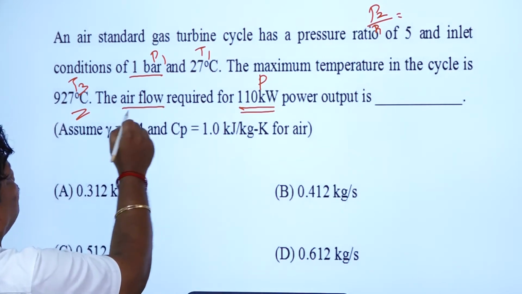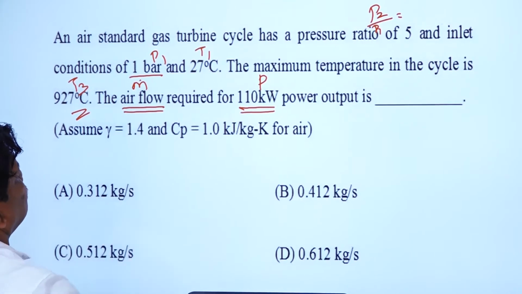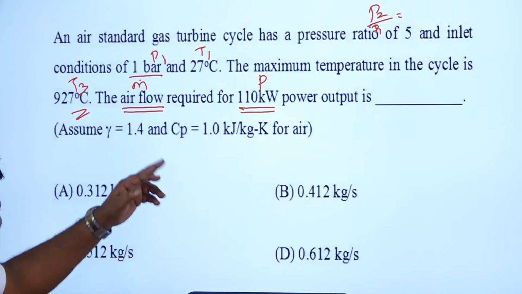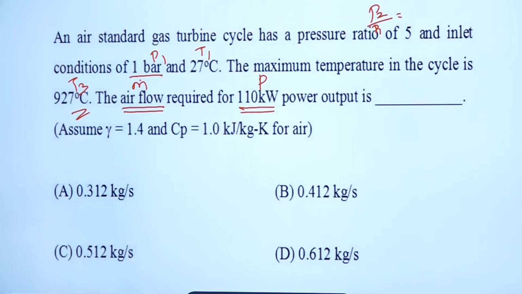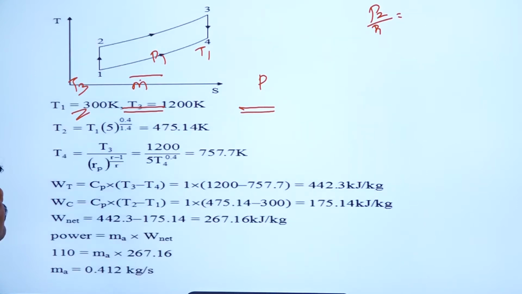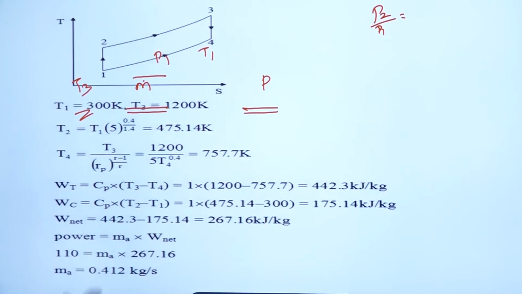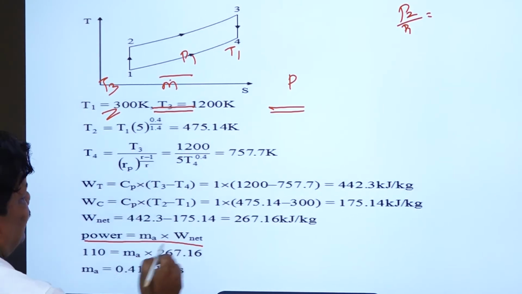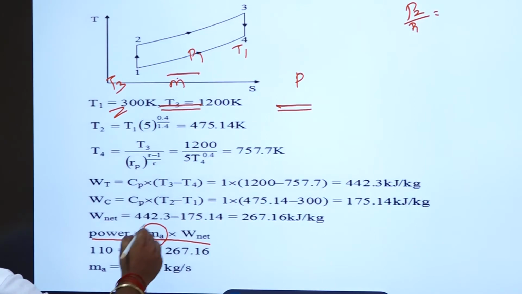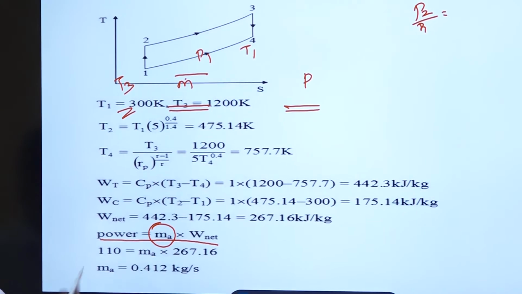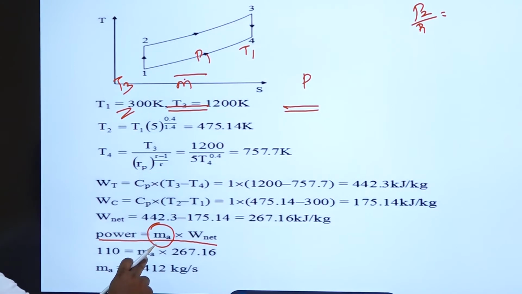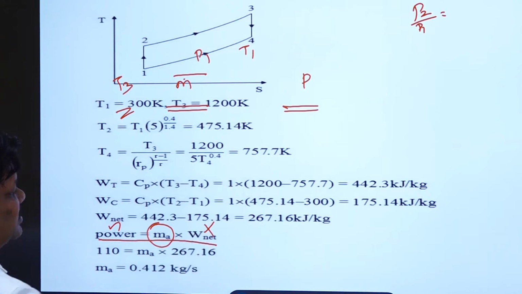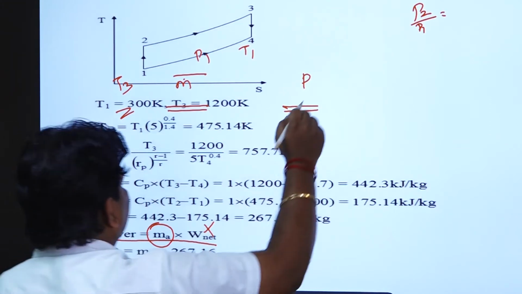So for the air flow, you have to find the mass flow rate. The values of gamma and Cp are given to you. Among the answers you have to choose the appropriate one. So how can you work this out? You can see the TS diagram here. Power is m_a into net work done, as I told you, so m_a has to be determined. You know the value of power, but the net work done is not known to you. So how will you find it?